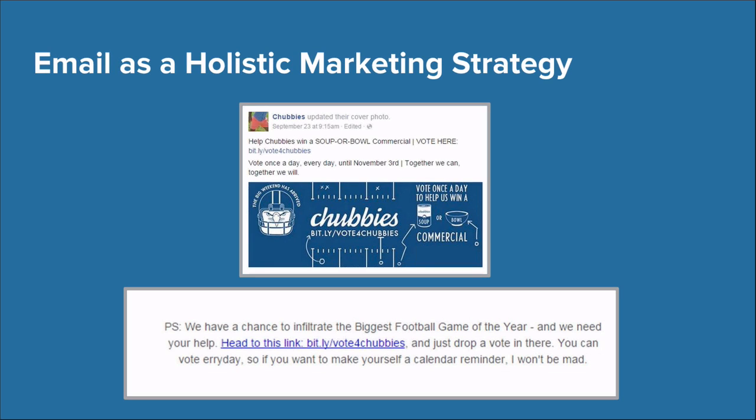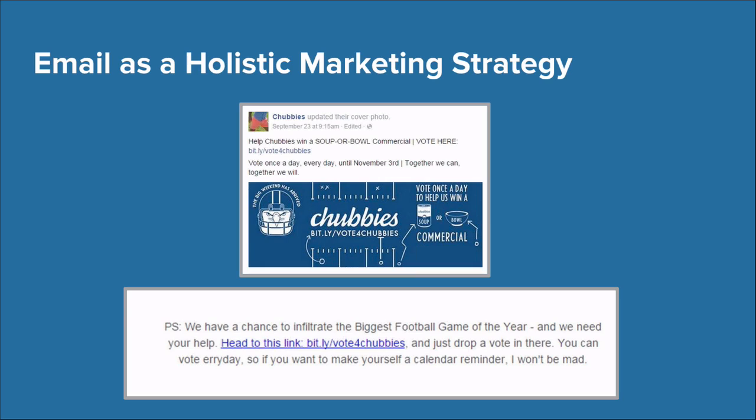And so in this stage, we also talked about using email as a holistic marketing strategy. Having share icons in there and trying to get your content pushed from email to social, using email as a distribution mechanism for your content, isn't a terrible idea. People will do that. But if we look at what Chubby's does here, this can be much more effective. You can see the social ad where Chubby's is trying to get people to vote for them to be in the Super Bowl, and they need people to do it by November 3rd.